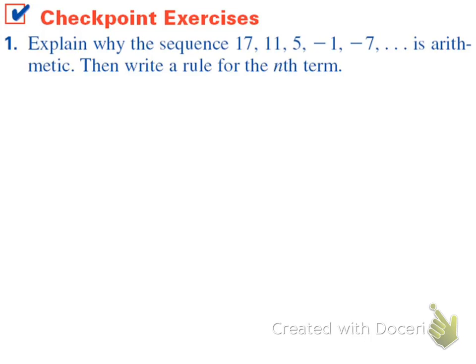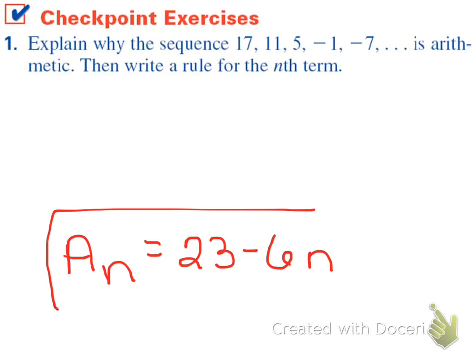Alright, hopefully you've paused the video and now I've turned it back on. You were supposed to write a rule for any term. The rule for any term here should have been that any term would have been equal to 23 minus 6n. If you did not get this answer, maybe go back and watch the previous slide, watch that example again, and give it another try. Alright, let's move on to something different.